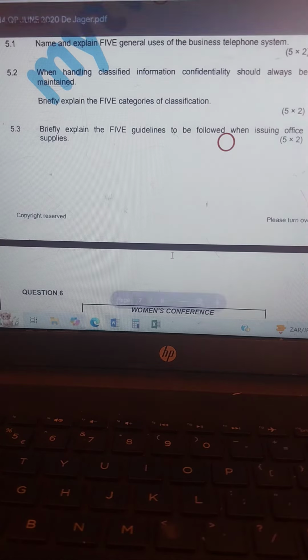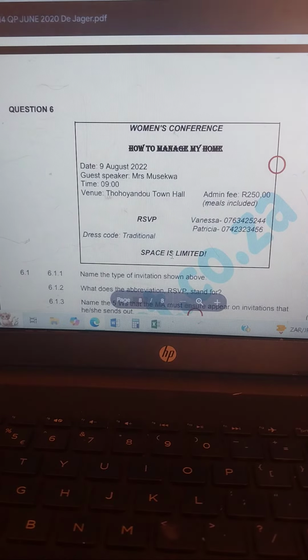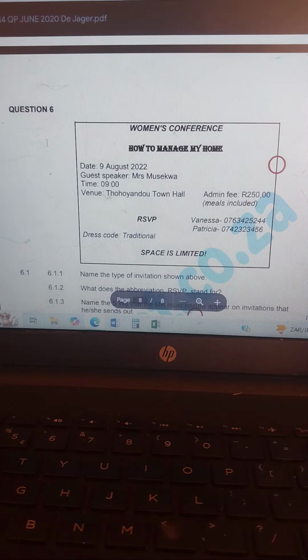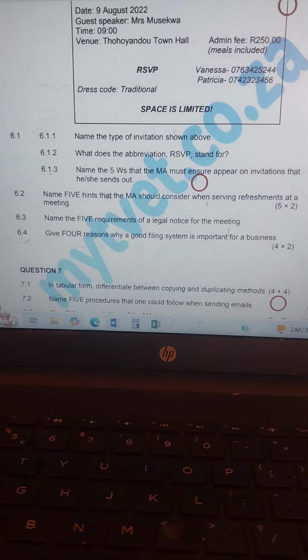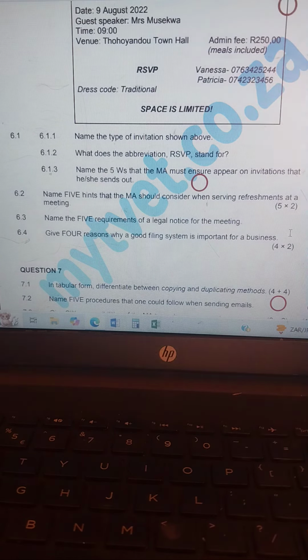That is the 5 guidelines. Then we go to question 6. Question 6, Women Conference, how to manage my home. Everything here is an invitation to a Women Conference. Okay, so let's answer the questions. 6.1.1 says, name the type of invitation shown above. It's a card invitation.